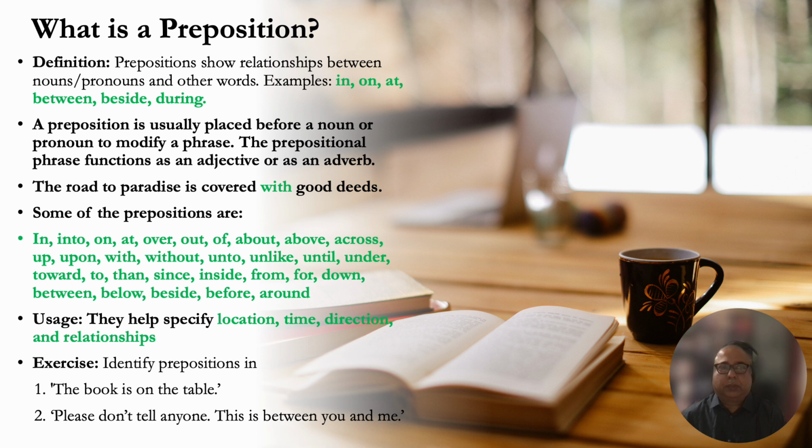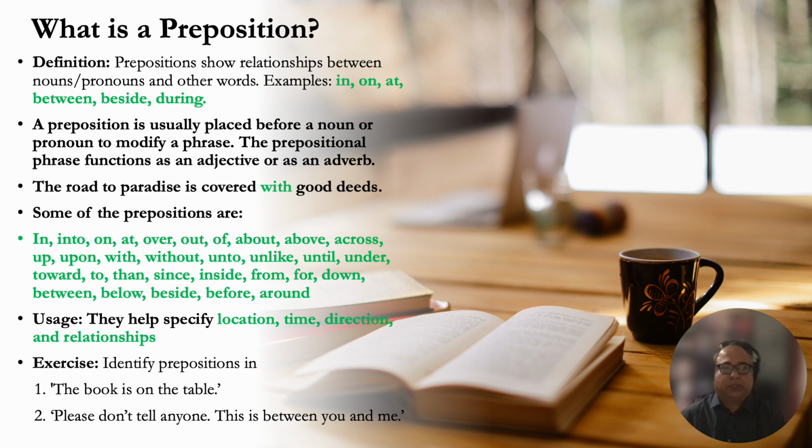A preposition shows a relationship between nouns, pronouns, and other words. Some examples of prepositions are in, on, at, between, beside, and during. Okay? So look at the example. The road to paradise is covered with good deeds. Now, good is an adjective, and deeds is a noun. And the preposition that comes before them is with.